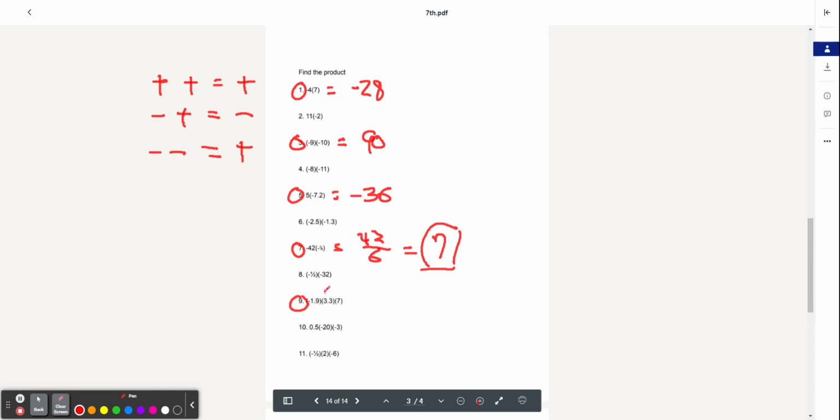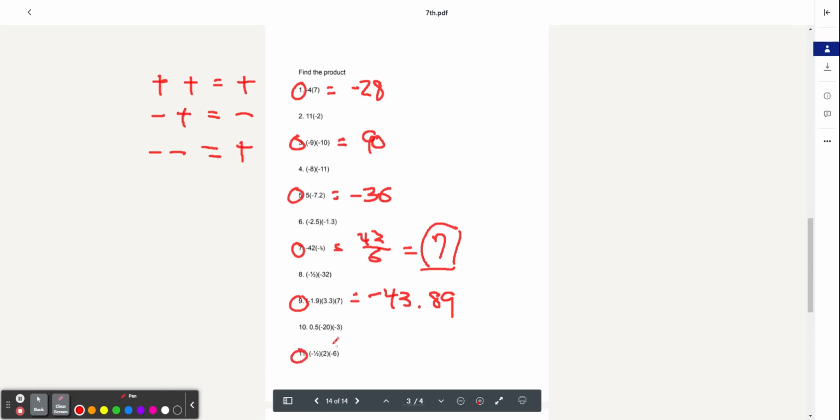9, negative 1.9 times 3.3 times 7. So we first multiply negative 1.9 and 3.3. That is a negative and a positive. That becomes a negative. Then now we're multiplying that negative number by 7. That's another negative times positive. So that would be a negative number for our answer. And we just plug that into our calculator. That will be negative 43.89. That's our answer.